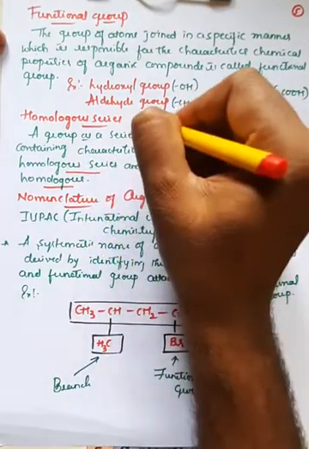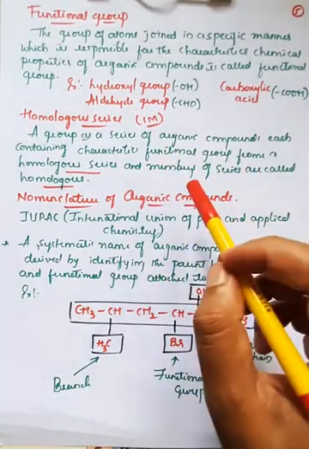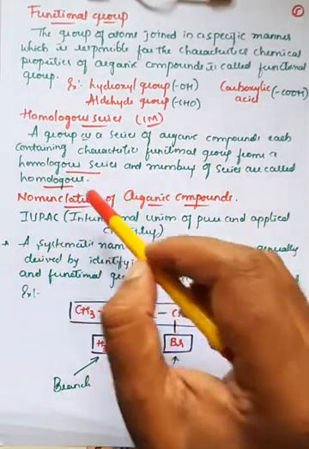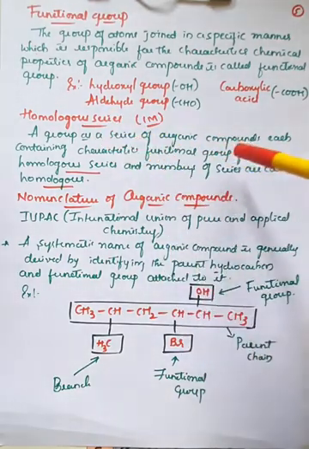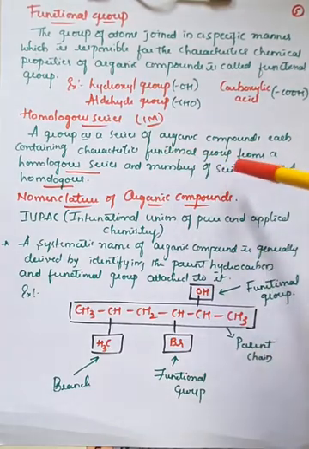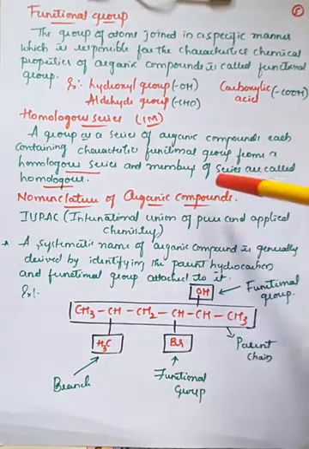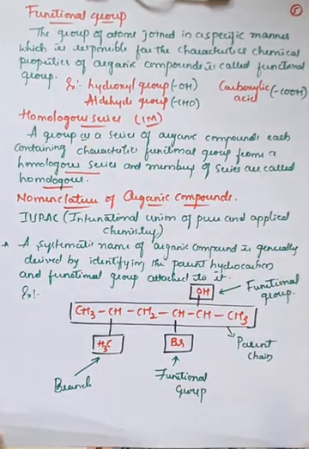This can be asked for 1 mark: define homologous series, or what are homologous? The members of the homologous series are generally called homologous, but the definition of a homologous series is a group or series of organic compounds, each containing the characteristic functional group, and the members of this series are generally called homologous.